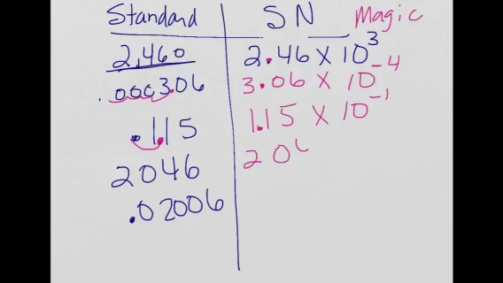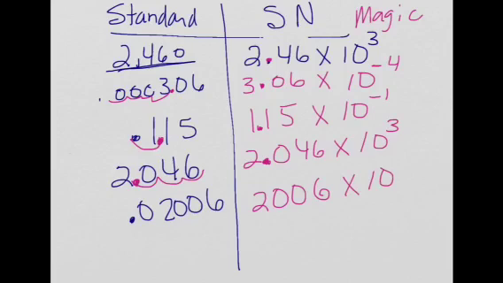This is 2046 times 10 to the something. So we're going to need to put the decimal there. And we're going to need to move it 1, 2, 3 to get back to our original number. So it's going to be 10 cubed. This number is going to be 2006 times 10 to something. We want the decimal to be right there. So really the decimal's here. We have to move it back 2. So it's going to be 10 to the negative 2.